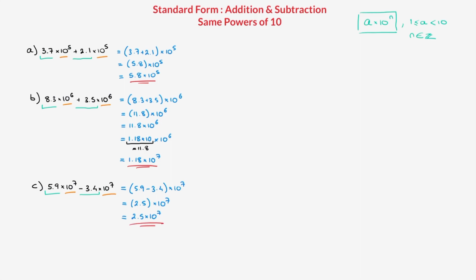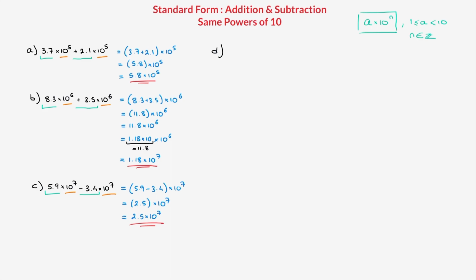Now, notice here that when we subtracted 3.4 from 5.9, the result we got, which was 2.5, was greater than 1. And that's important because remember, when writing a number in standard form, the number which multiplies the power of 10 has to be greater than or equal to 1. And so let's move on to the next example, example D, to see how to deal with cases where the subtraction leads to a number which is greater than 0 but less than 1.